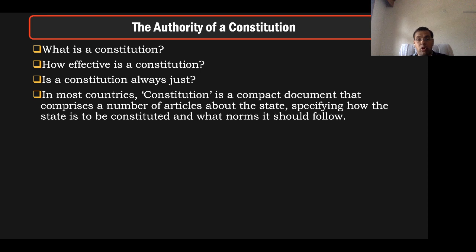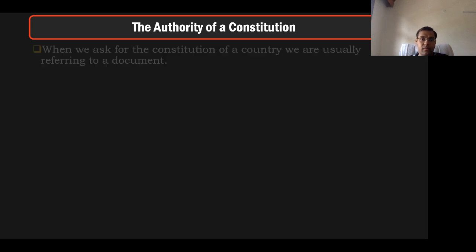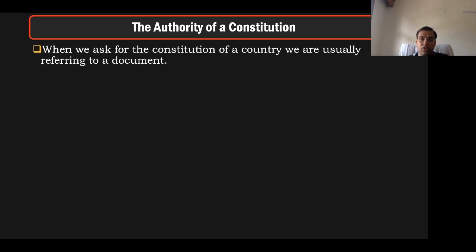So it's a compact document which states all of these things, what norms you should follow, how the state should be constituted, etc. When we ask for the constitution of a country, we are usually referring to a specific document. And that's true, it is a legal document through which a country would be governed.